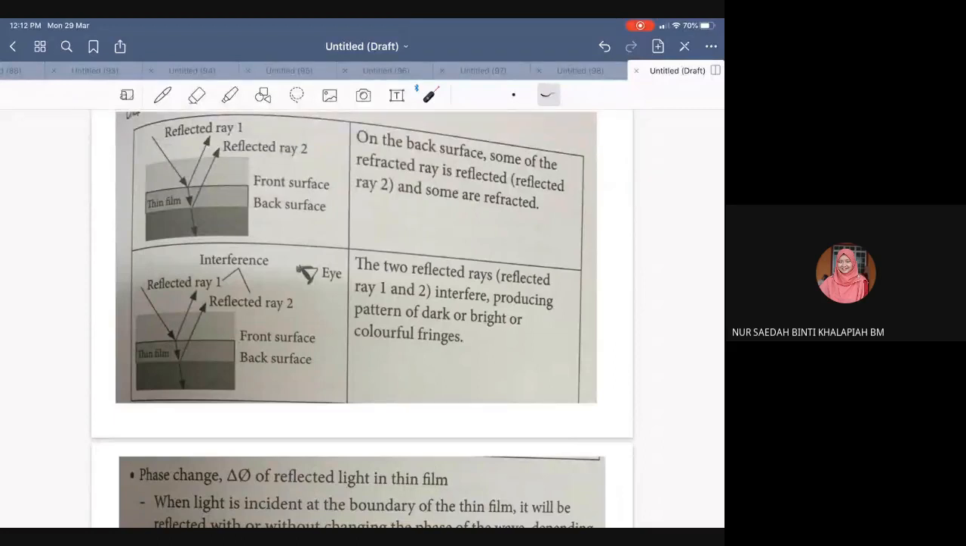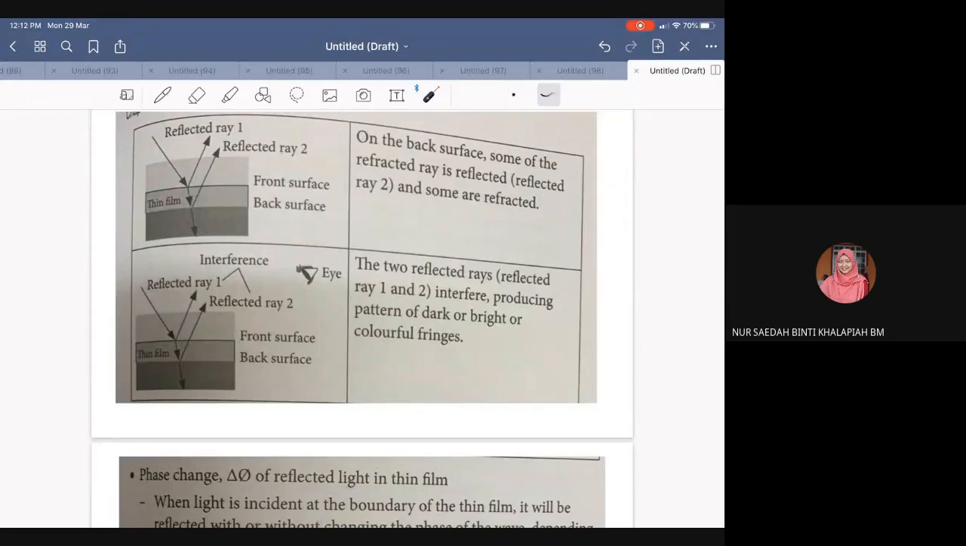Okay, so kalau kita guna warna white as a source of light, kita akan nampak colourful fringes. Kalau kita gunakan warna biru sahaja sebagai source of light, nanti kita akan nampak kita punya soap bubble tu dia punya reflection ray hanya warna biru je lah, macam tu. Okay, so warna biru tu adalah constructive interference, yang kita tak nampak warna apa-apa tu menunjukkan destructive interference.